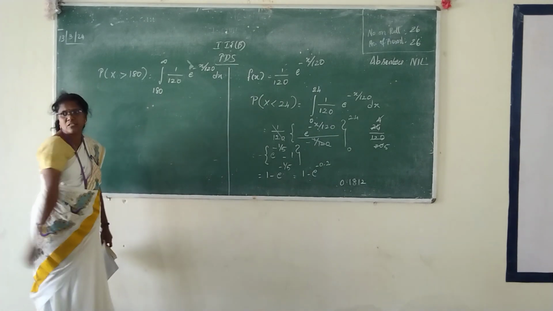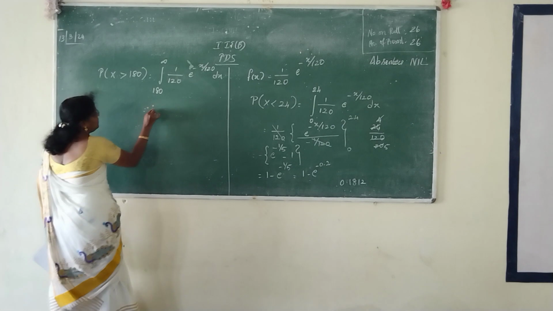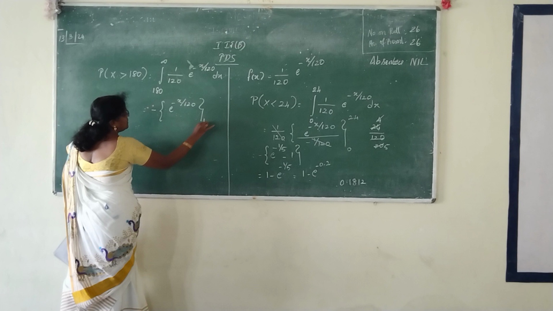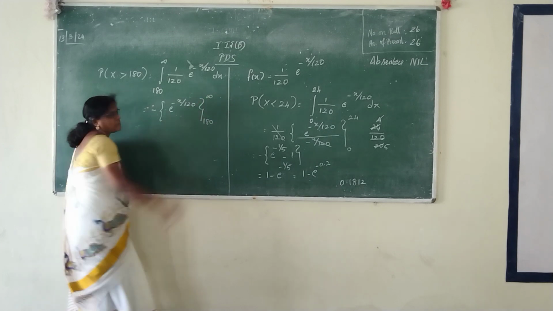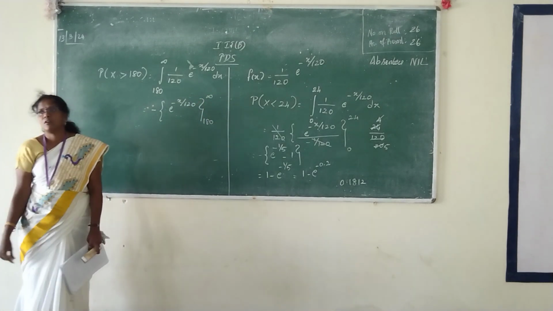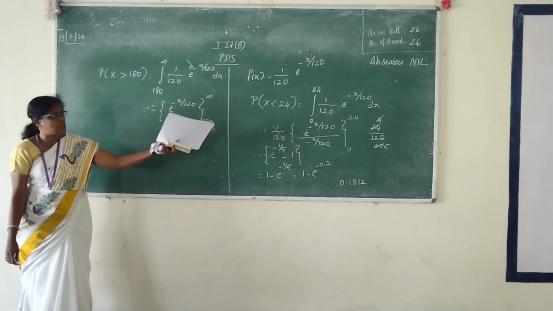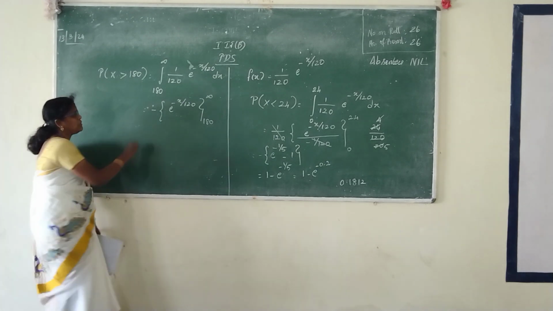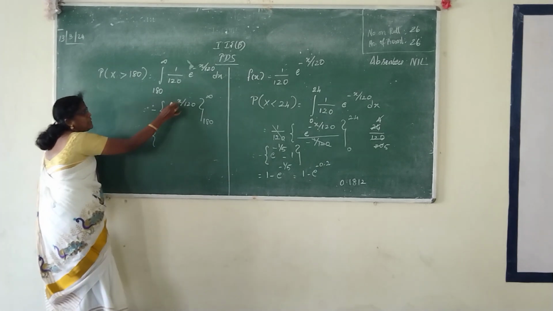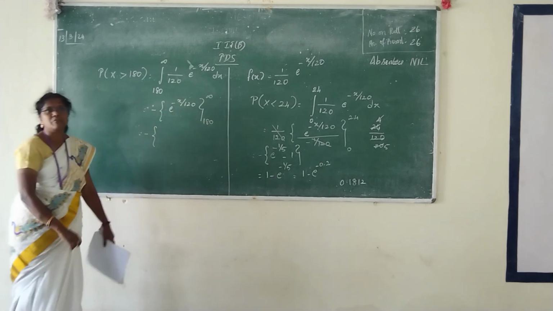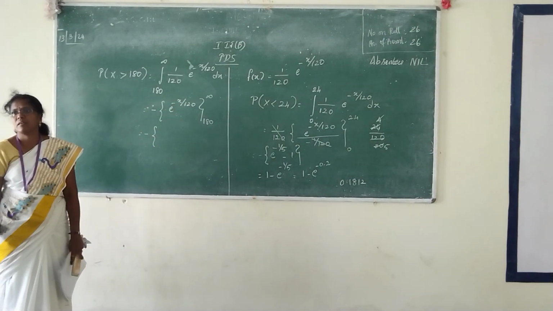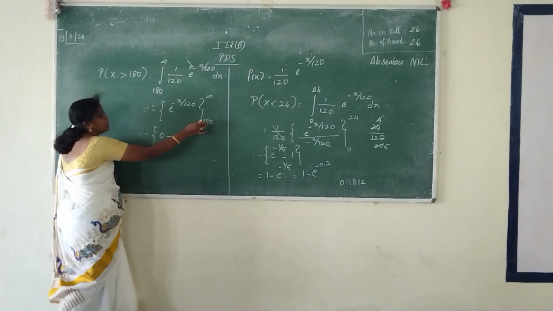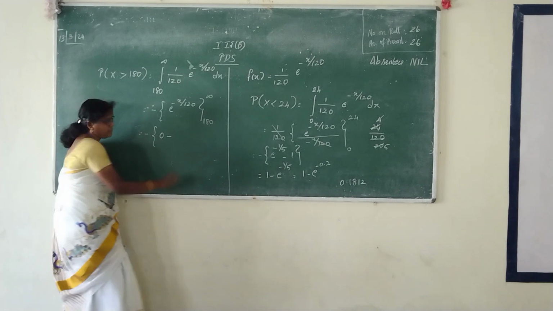So 120 will get cancelled off. You get your answer to be minus of e power minus x by 120 with the limit 180 to infinity. Constants both will get cancelled, same as those integrations. Substitute the limit values. Upper limit x equal to infinity, e power minus infinity is 0. Minus, lower limit substitute x equal to 180.